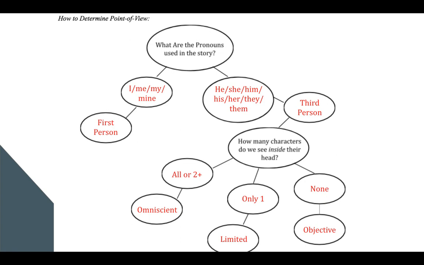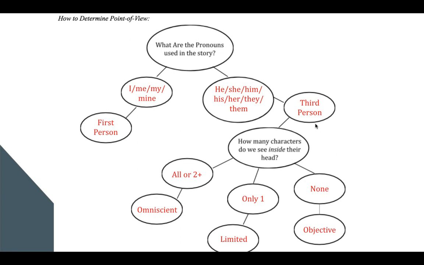When we're trying to figure out what the point of view is, the first thing we look at is the pronouns. So if we see a lot of I, me, my, and mine language, then we know it has to be first person. It has to be told from the point of view of a specific character in the story, like Katniss in Hunger Games or like Star in The Hate You Give. If it's using language like he, she, him, his, her, they, them, or the characters' names, that means we're looking at third person and we're looking at an outside narrator.